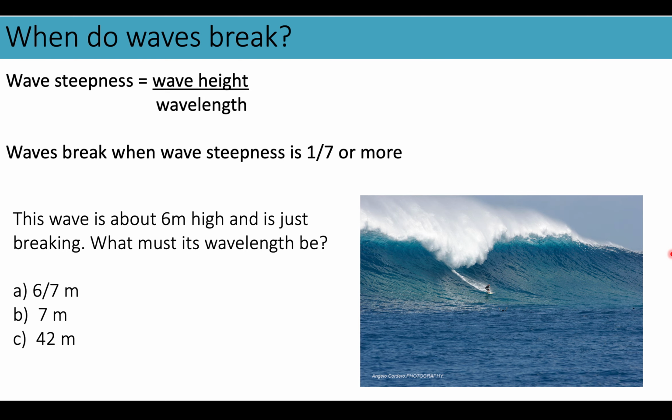So what you would do here is, the wave is breaking, so you know the steepness must be about 1/7. So you plug 1/7 in for wave steepness, you plug 6 meters in for wave height. What you end up with is 42 meters. So the wavelength, the distance between this wave and the next one, is going to be 42 meters. Maybe he'll have time to get out of the way.